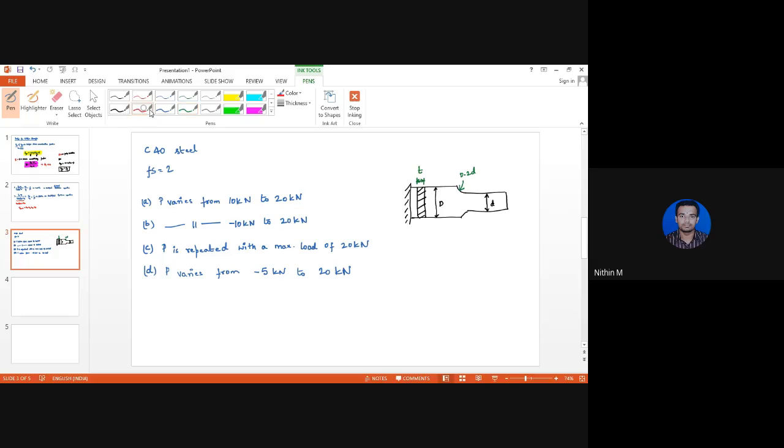And lastly, the component is subjected to an axial tensile force, whose magnitude will vary differently in the different cases mentioned there. So this is the component that they have given.